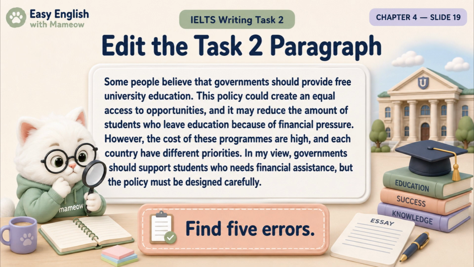This IELTS Writing Task 2 paragraph contains 5 errors. Check whether access is countable, whether students should follow amount or number, and whether each verb agrees with its real subject.